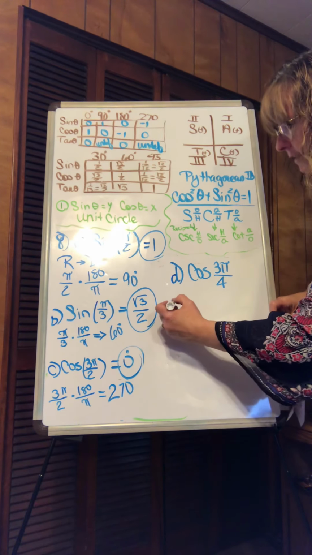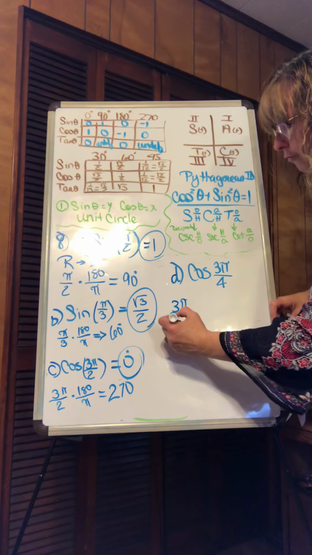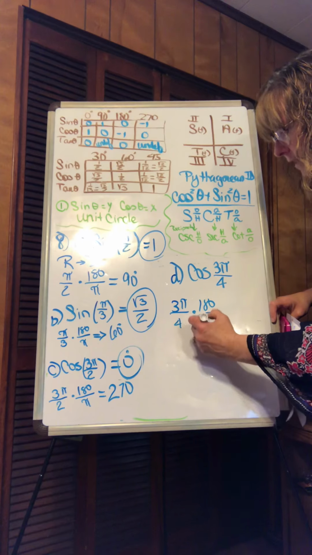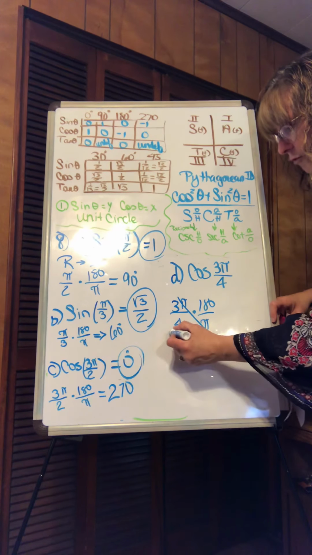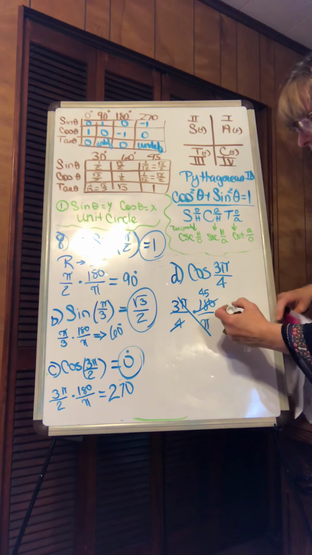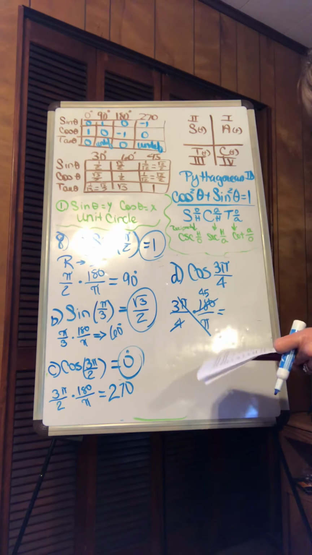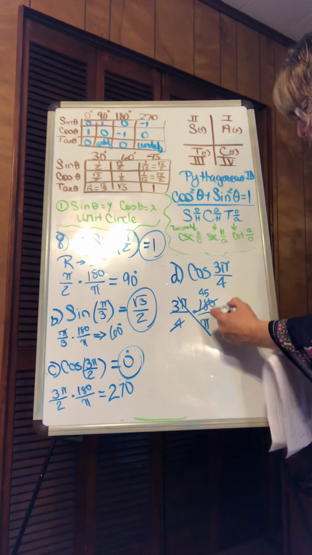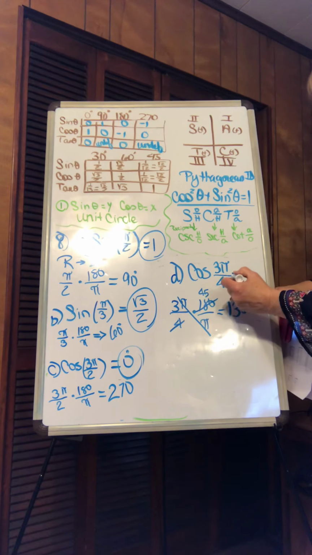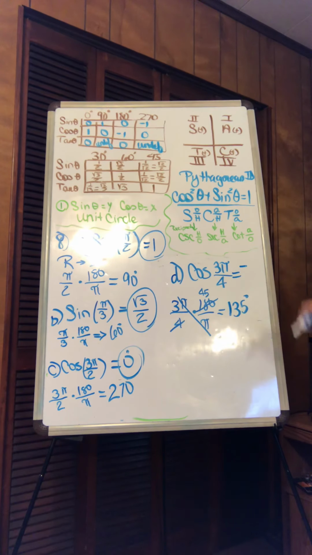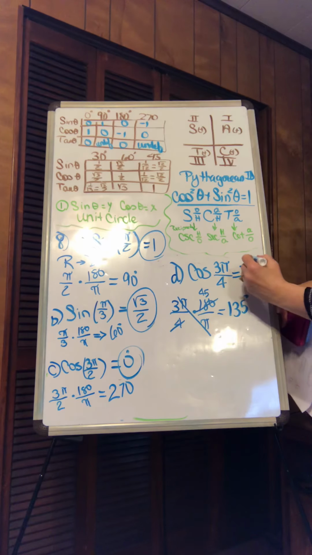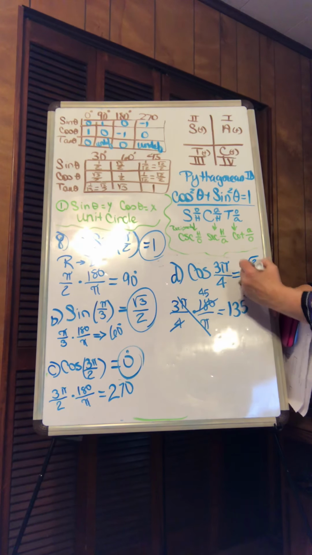So if I want to check that, 3 pi over 4 times 180 over pi, again, pi's cancel, 4 goes into 180 45 times. This is 135 degrees. Definitely quadrant 2, which makes cosine negative. Quadrant 2, cosine's negative, and 45 degrees, negative radical 2 over 2.